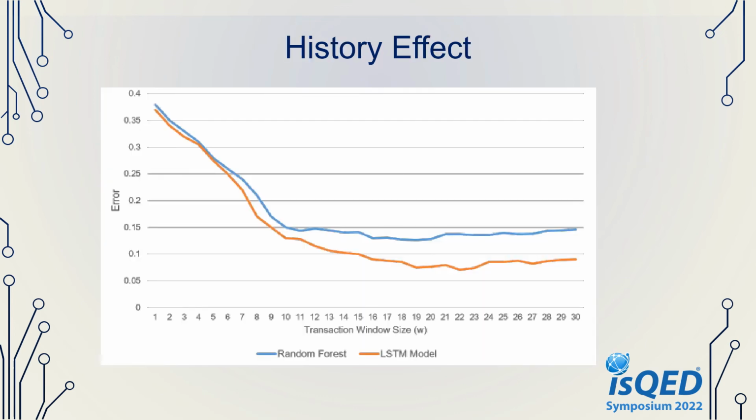So now let's look at the history effect. And we look at two different models, random forest and LSTM. And the horizontal axis is the history window size we look at. 0 means we don't look at any history. This is we look at the history of one transaction in the past, 2 transactions past, 3 transactions past. So the vertical axis is the model error. So we can see that by including a history of about 10 transactions, we can reduce this model error. And also LSTM performs better than random forest.